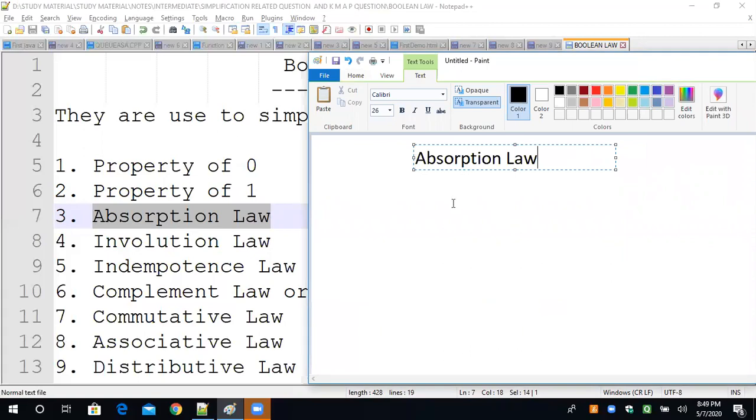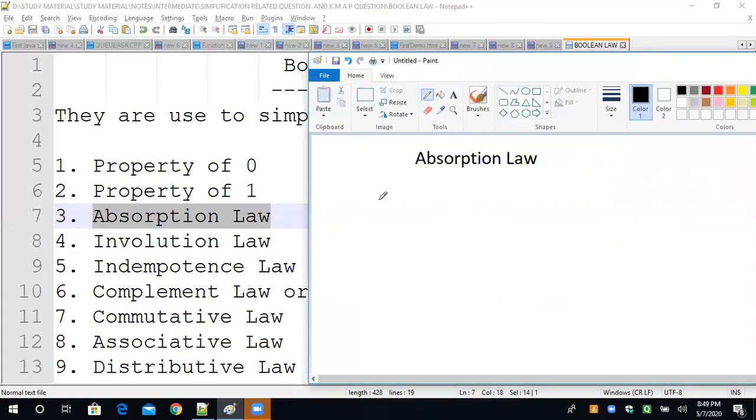Okay, now what about the absorption law? Just a moment. Absorption law means P or Q, we can take any variable. Suppose A plus AB is equal to A. This variable can be any, no problem. Suppose somewhere you can see P plus PQ is equal to P, no problem. Same thing I have written.